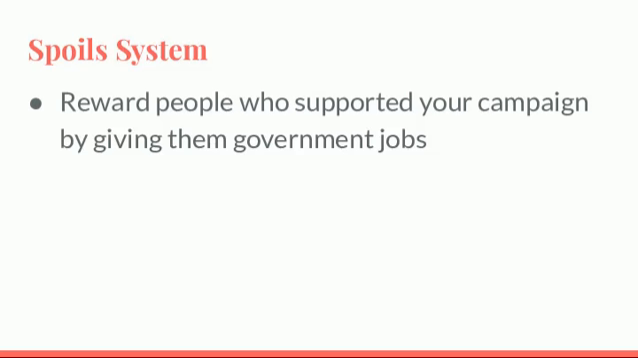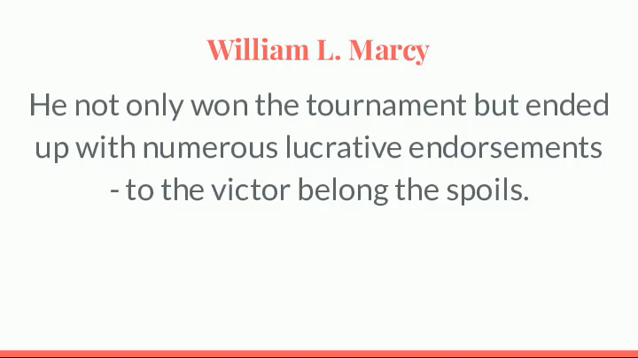The spoils system is basically the idea that you have won this position, so now you get to spoil yourself. To the victor belong the spoils. So this is the phrase that it actually comes from. So if you notice, he not only won the tournament, but ended up with numerous lucrative endorsements, to the victor belong the spoils. So basically what he did is he fired everybody.